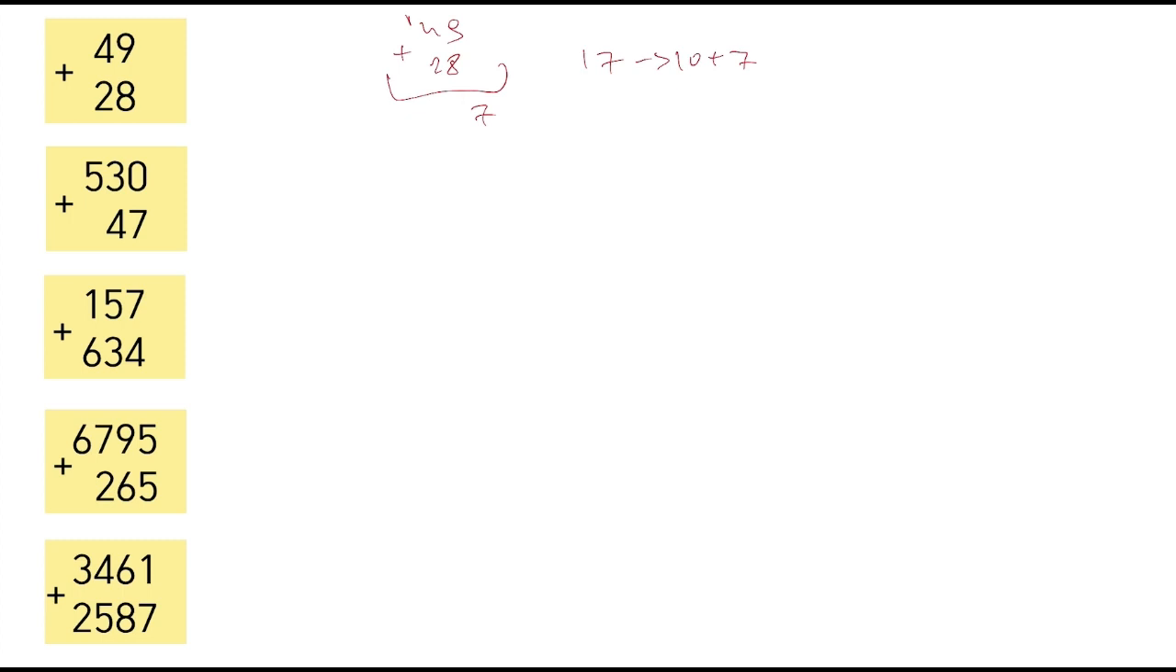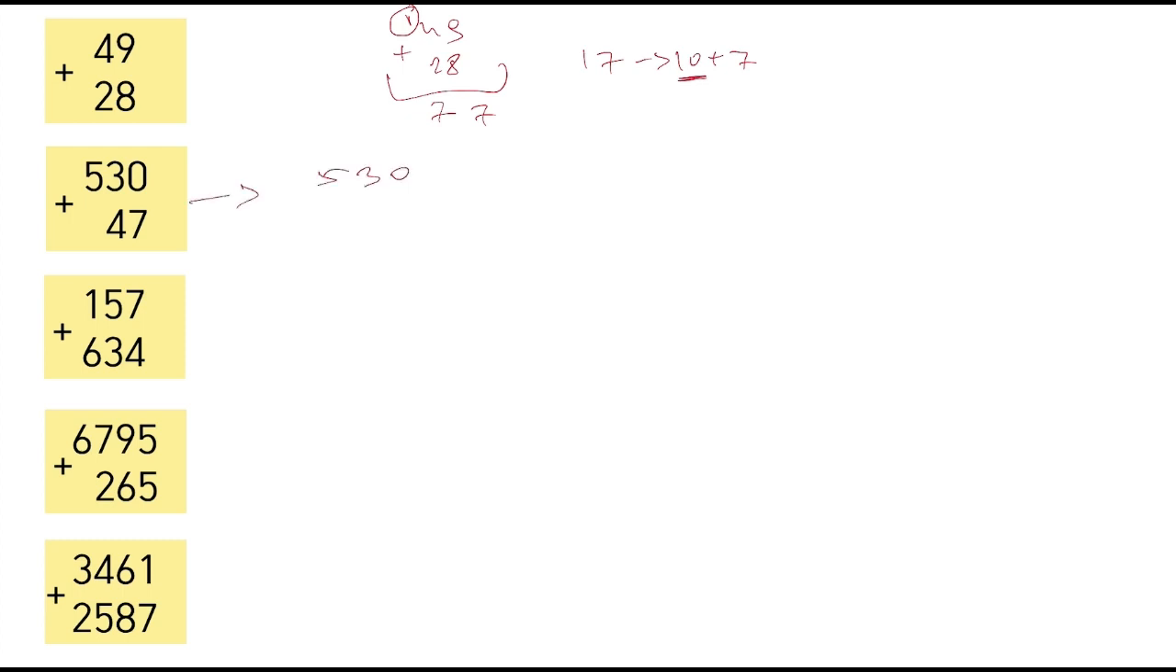Let's do this operation. 4 plus 2, which makes 6, and we have our 1, which comes from this 10. So 6 plus 1 makes 7. 77.